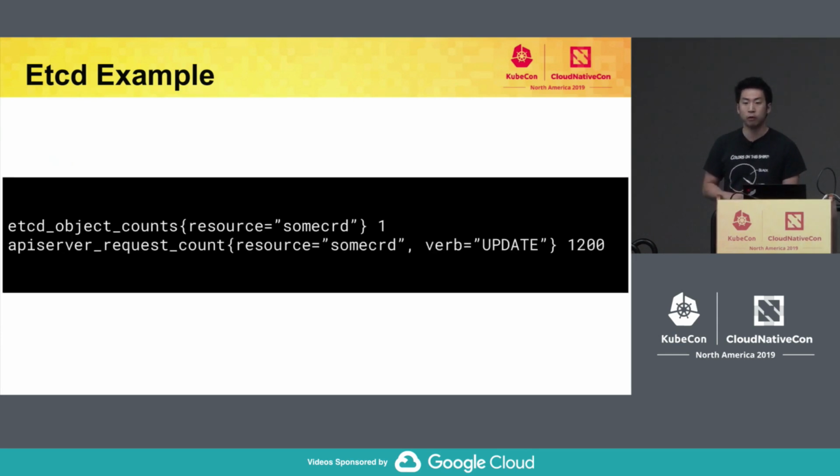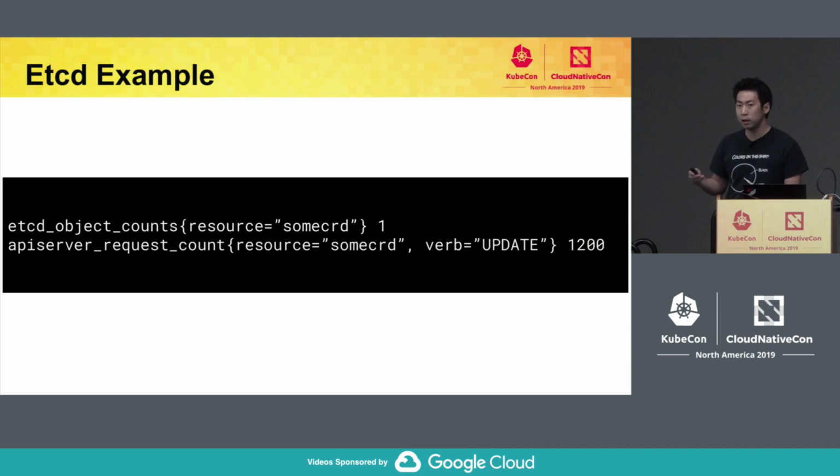Recently, we ran into a far more insidious variant of this issue. So let's take a look at these 2 metrics. The first one is the etcd count metric, and you can see that there's only one instance of this object that exists. The second one gives us a count of the number of updates for that specific resource. So there is one object, but it has been updated 1,200 times. So why is this a problem?